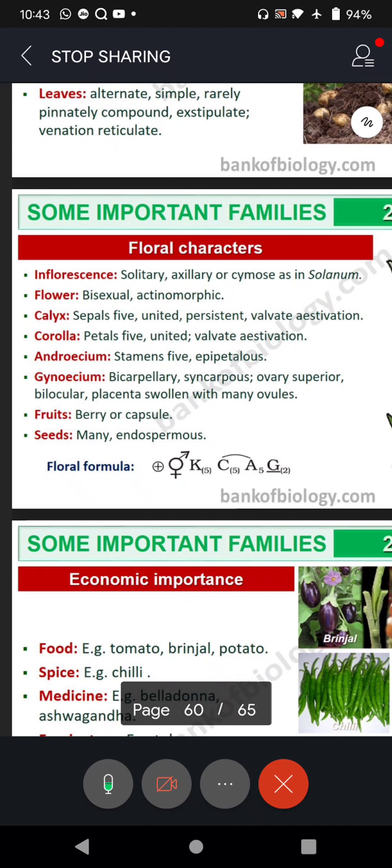So when we describe under corolla, petals 5, they are united. Valvate aestivation. Here that is giving a clue whether you have to put brackets or not. Try to recollect from your memory what is valvate aestivation.